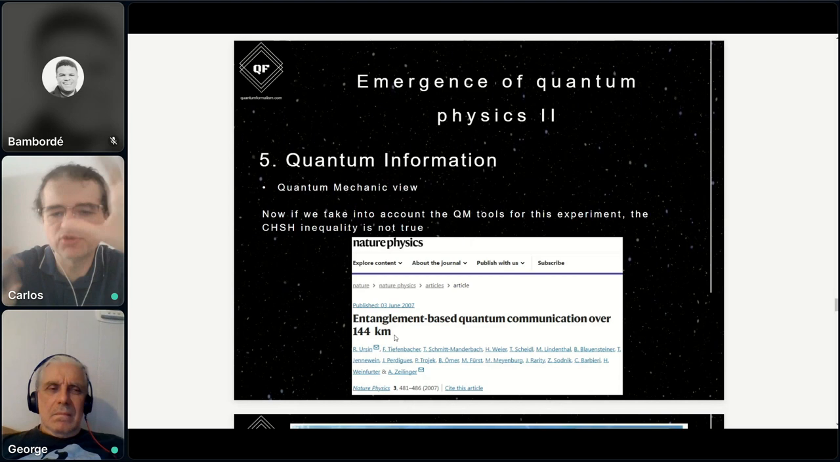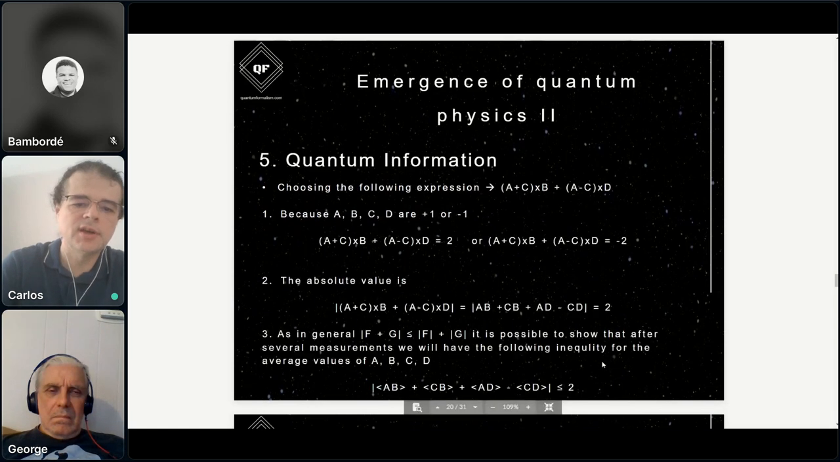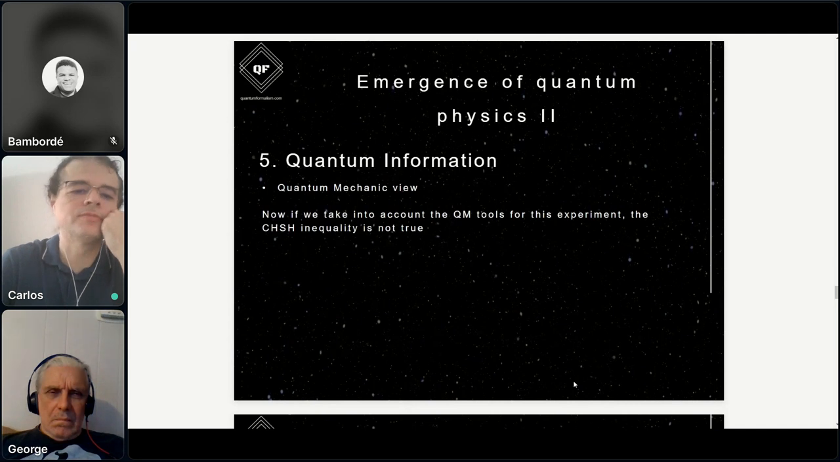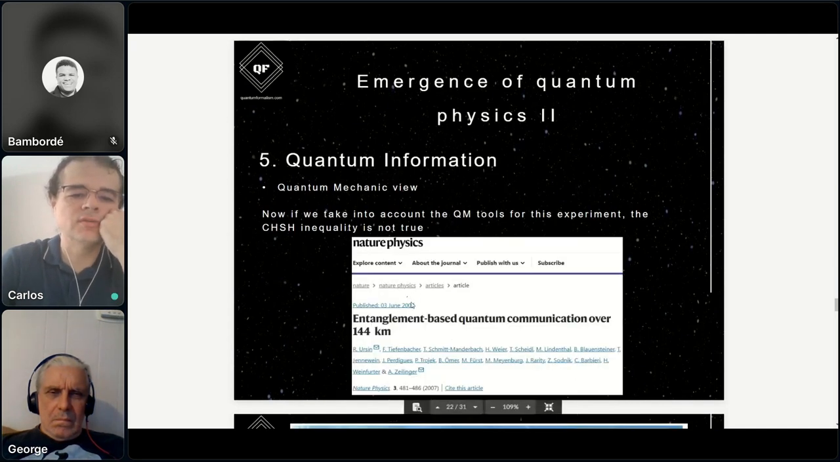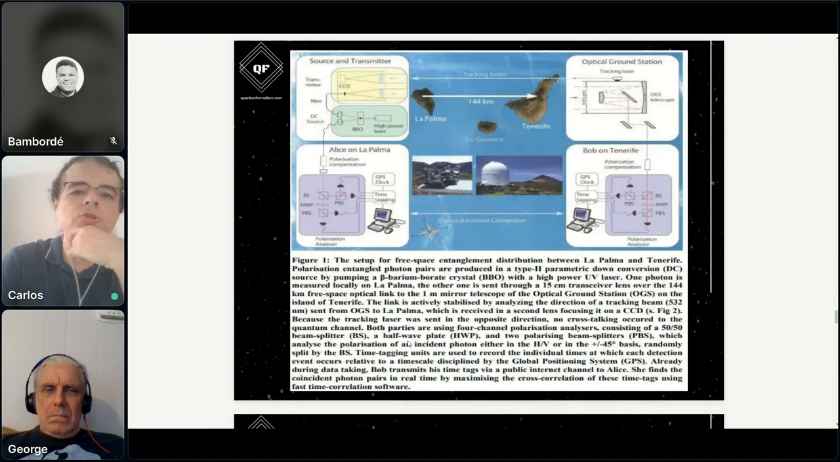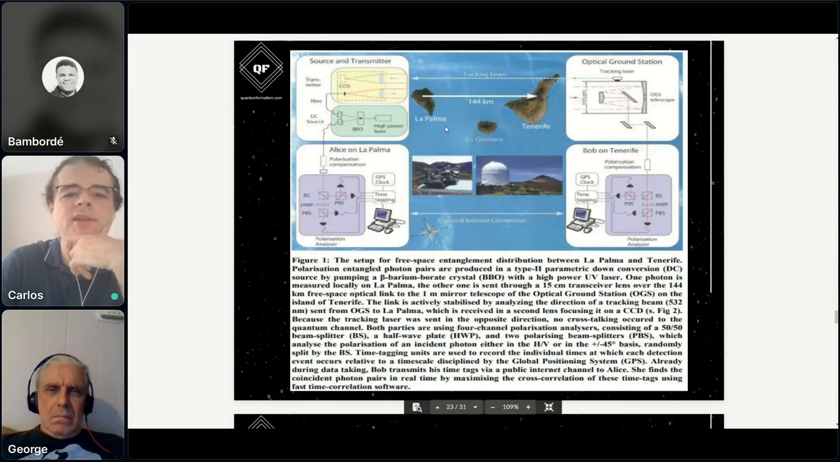A distance of 144 kilometers, to try to see the idea that opposes the points of view of Einstein and Bohr. If this inequality is violated, the Bohr point of view is right. If it's not violated, the Einstein point of view is correct. This was done in 2007. Some other experiments were done before, but in a usual lab. This was a very distant place: two islands in the south of Spain, La Palma Island and Tenerife Island.